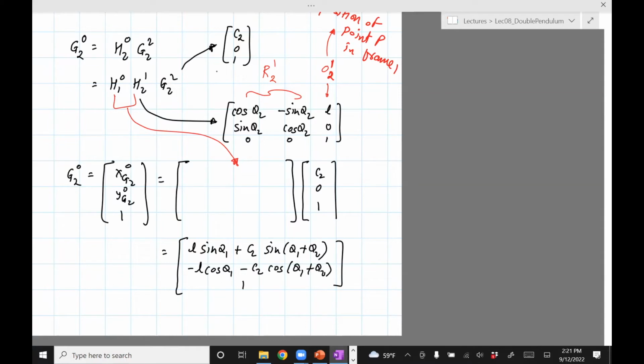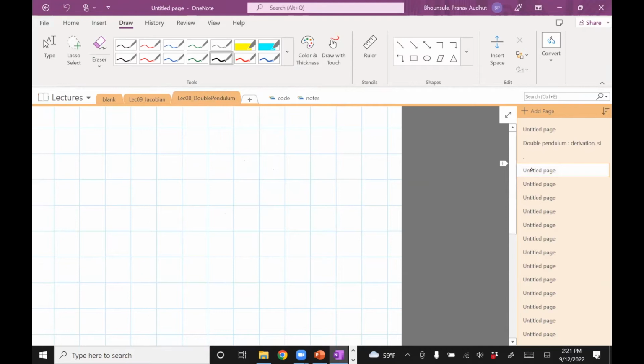We also need to get the velocities, because remember that the Lagrangian involves kinetic energy. So let's derive an expression for the velocities of g1 and g2. To get the velocity of g1 in frame 0, all we need to do is take the derivative of xg1 with respect to time in frame 0 and yg1 with respect to time in frame 0.